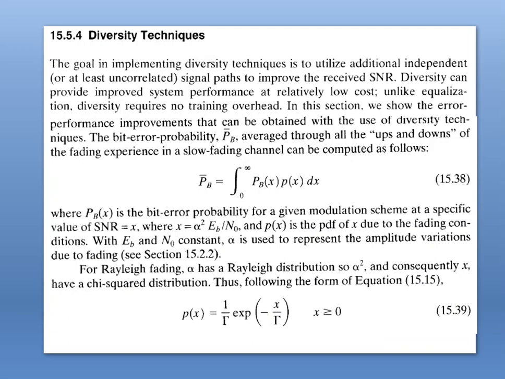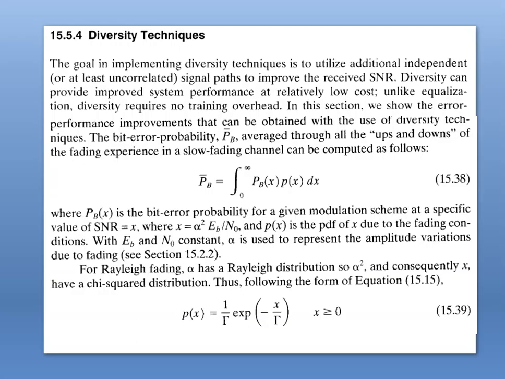And the next one is diversity techniques. It is the last one to remove frequency selective fading. The goal in implementing diversity techniques is to utilize additional independent signal paths to improve the received SNR. Diversity provides improved system performance at relatively low cost, unlike equalization. Diversity requires no training overhead. In this section, we show the error performance improvement that can be obtained with the use of diversity techniques.